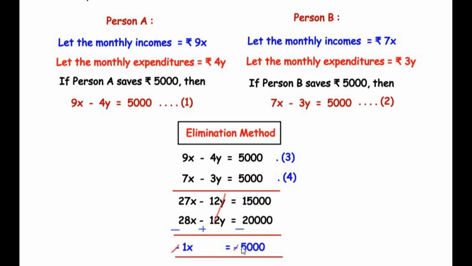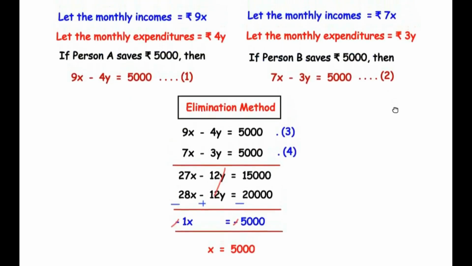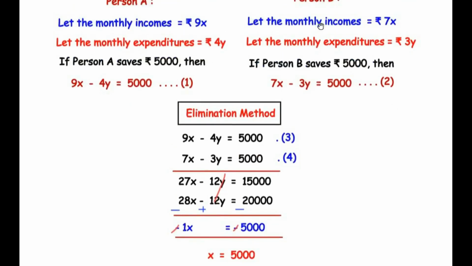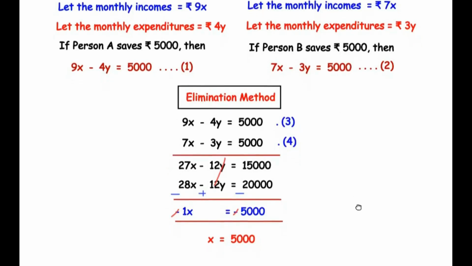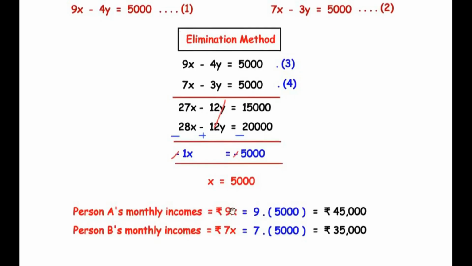So this is going to give us x equal to 5,000. Now once we have got the value of x, we are going to find out the monthly income of person A and person B. So here let us write, person A's monthly income was rupees 9x. So here we have written 9 times the x value, which is 5,000. So 9 times 5,000 gives us rupees 45,000. So this was his monthly income.